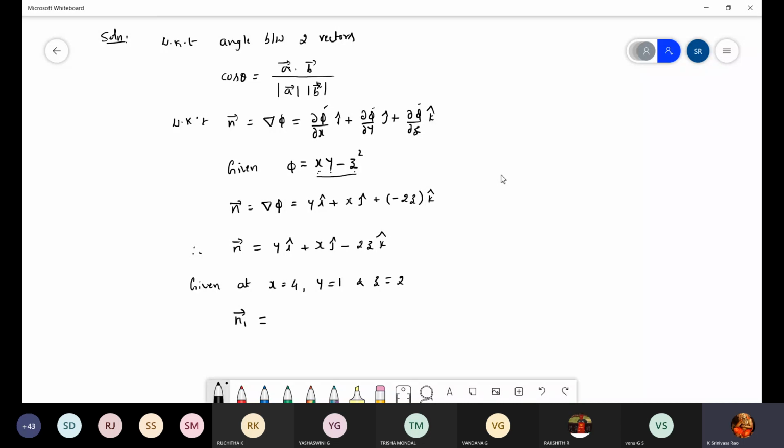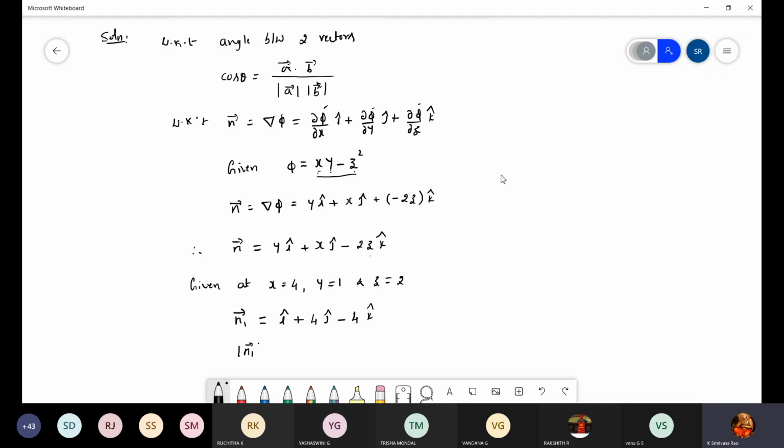Given, at x is equal to 4, y is equal to 1, z is equal to 2. So substitute, what will you get? y is 1, you will get i cap plus x j, x is 4, 4j cap, minus 2 into z, z is 2, 2 times 2 is 4k cap. So this is the first vector, and calculate its magnitude.